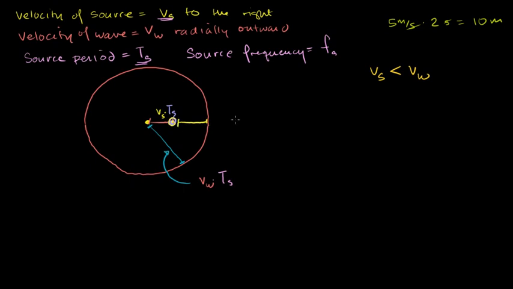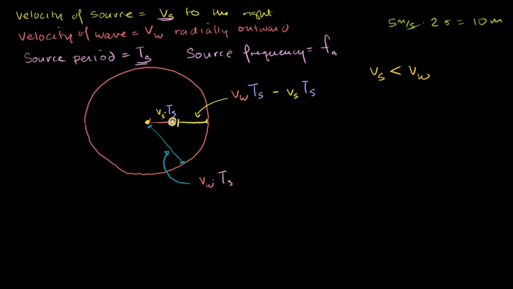Well, this whole radial distance, we already said, is v sub w, the velocity of the wave, times the period of the wave from the perspective of the source. And we're going to subtract out how far the source itself has moved. The source has moved in the direction, if we're looking at it from this point of view, of that wave front. So it's going to be minus v sub s, the velocity of the source, times the period of the wave from the perspective of the source.